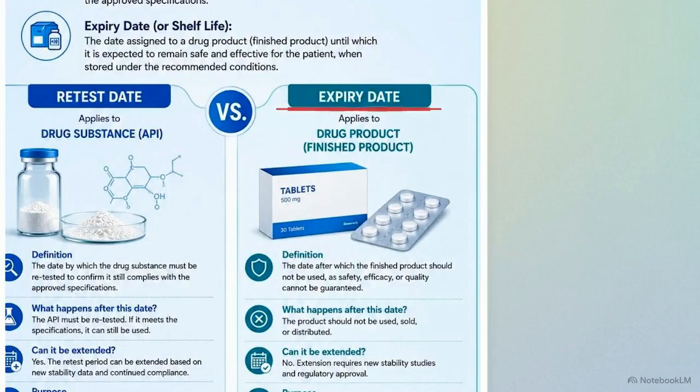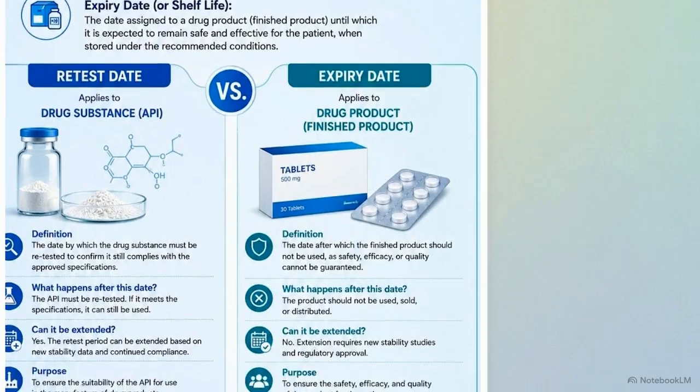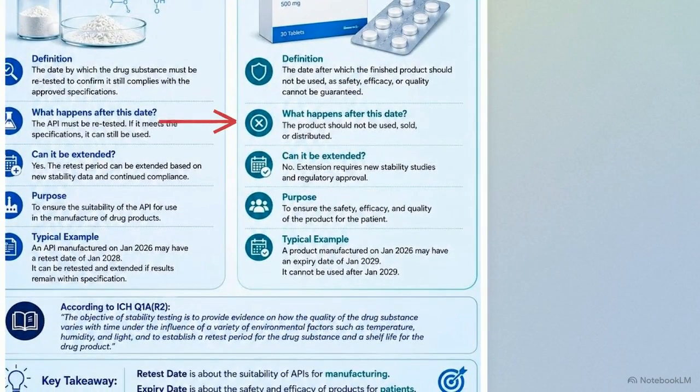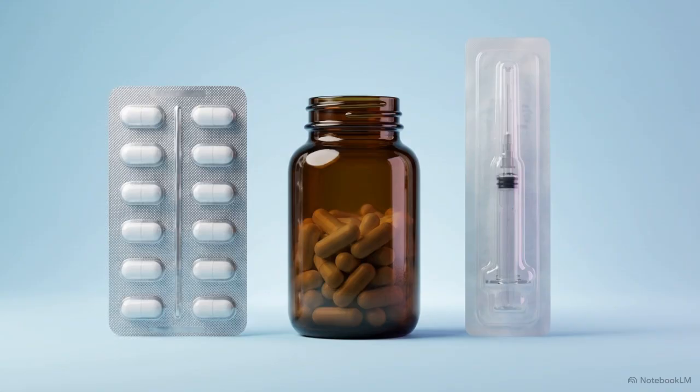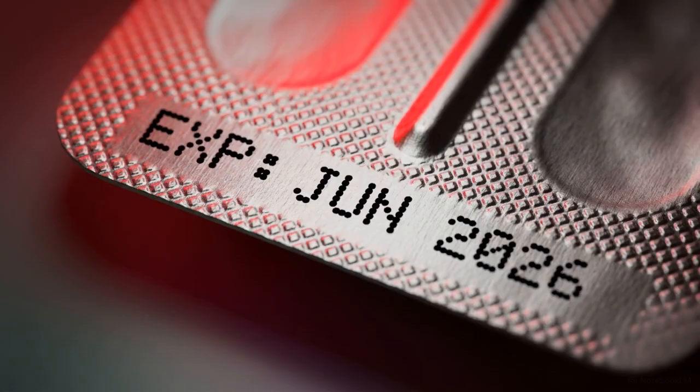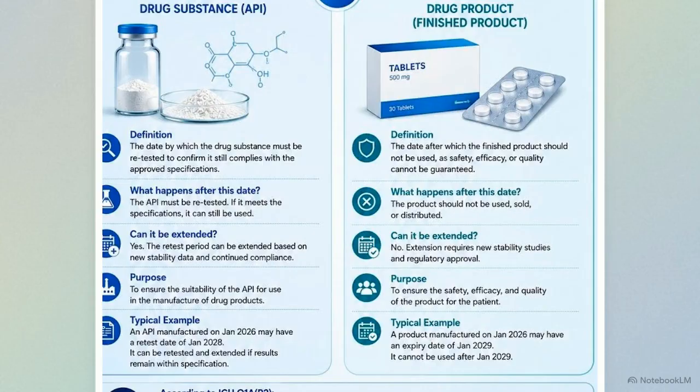Moving to the right side of our reference chart, we hit the expiry date. This is the absolute final date after which a product must not be used. The reasoning is straightforward. Beyond this point, the safety, quality, and efficacy of the medication can no longer be guaranteed by the manufacturer. This designation applies exclusively to finished pharmaceutical products, things like tablets, capsules, and injections. So if a batch of finished tablets reaches a stamped expiry date of June 2026, the rules completely change. There is zero room for interpretation here. As the graphic clearly states, the product should not be used, sold, or distributed.